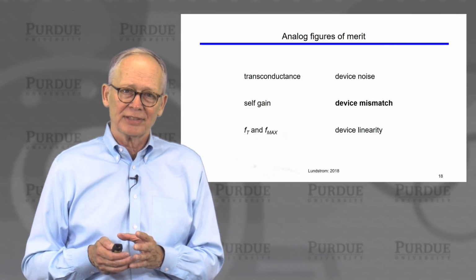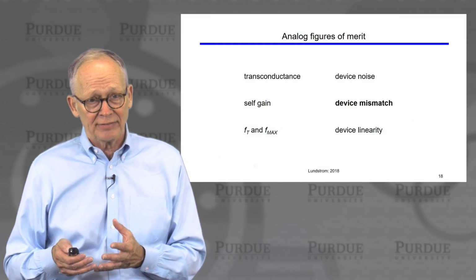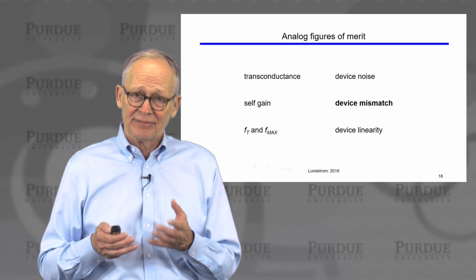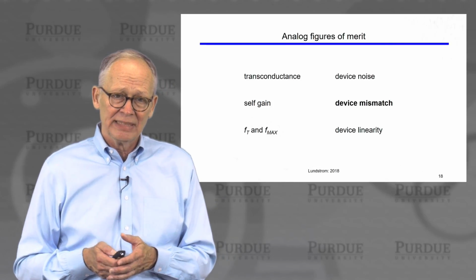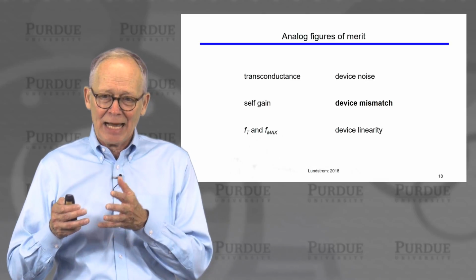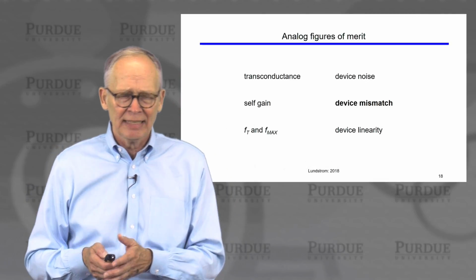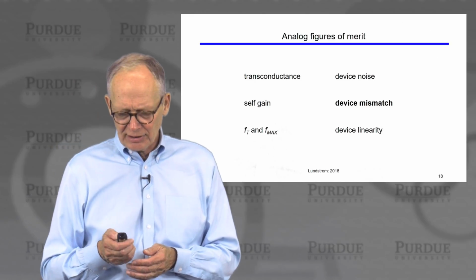There are other important considerations that you would then look at more deeply. There are issues like how much noise the device adds to the input signal. Device mismatch is important also. Device linearity. We want a linear amplified replication of the input signal. We don't want it to be distorted. So these are important considerations as well.